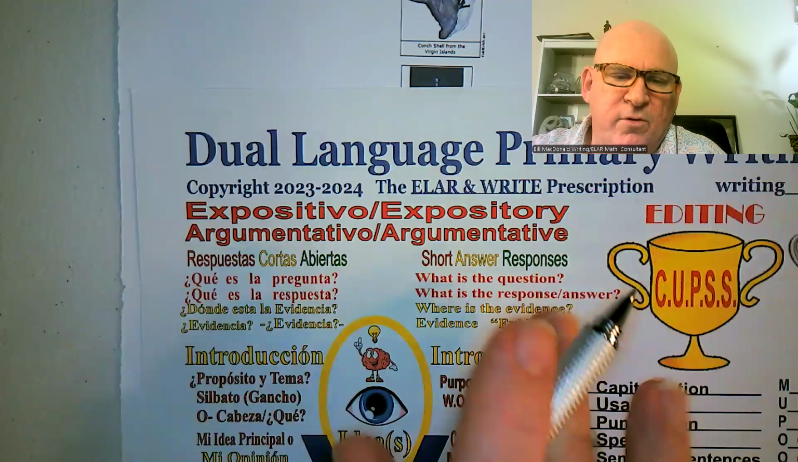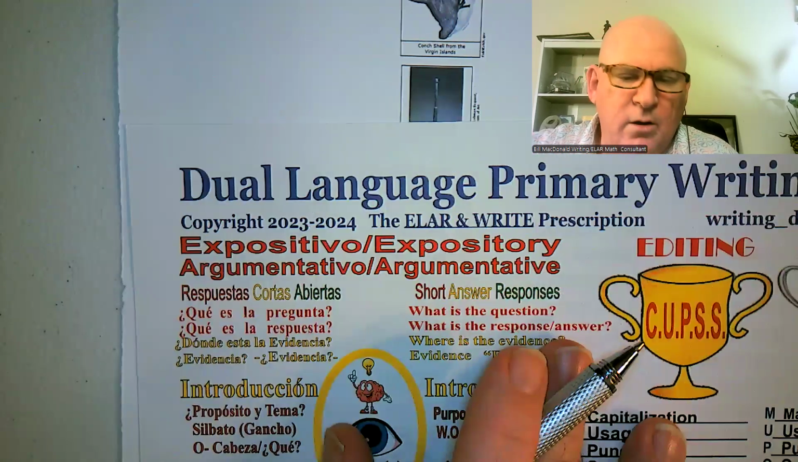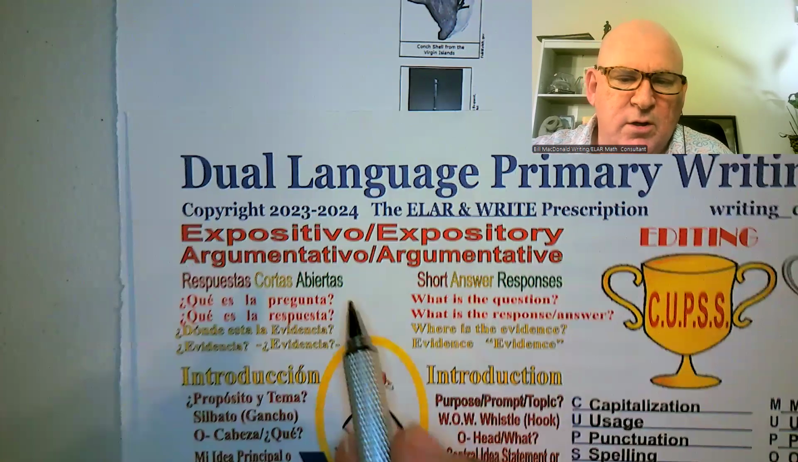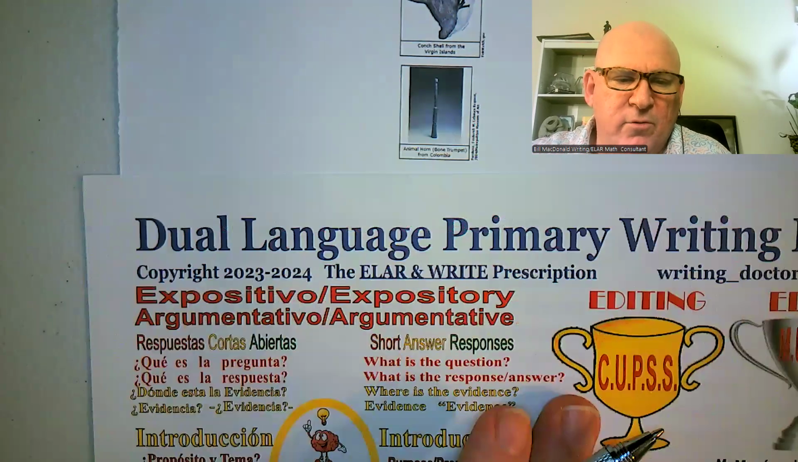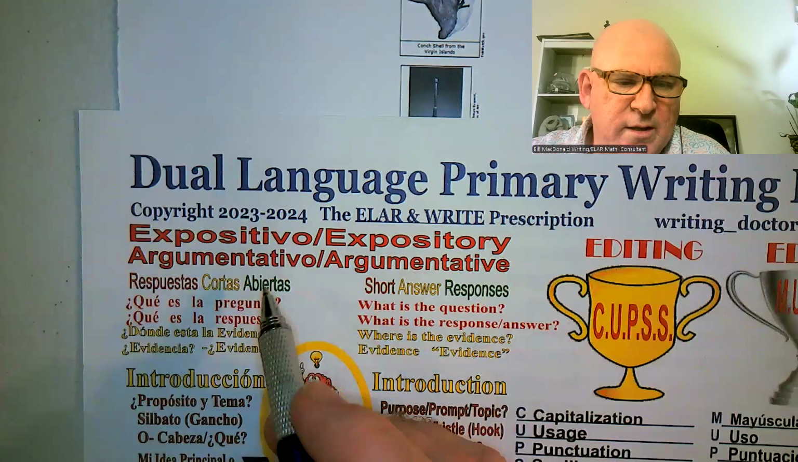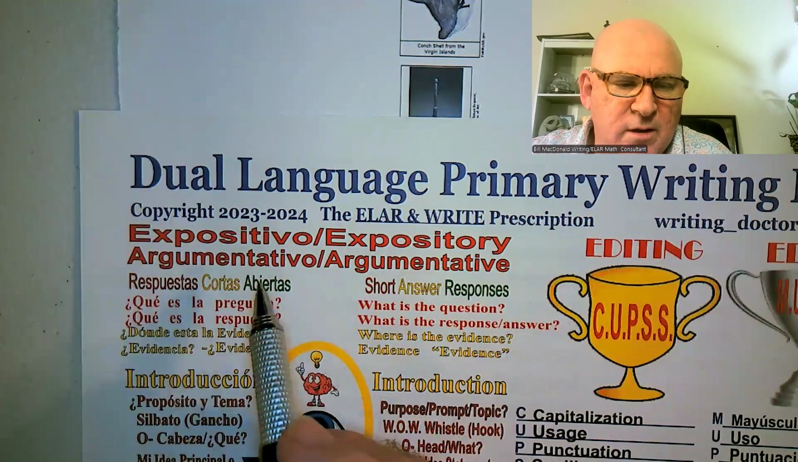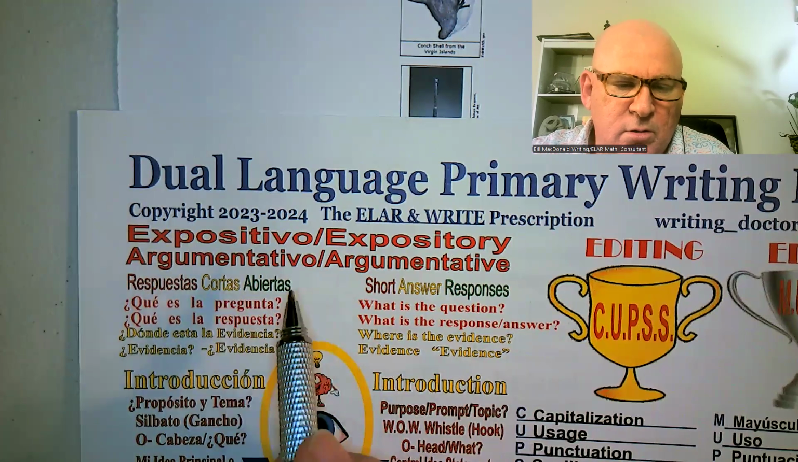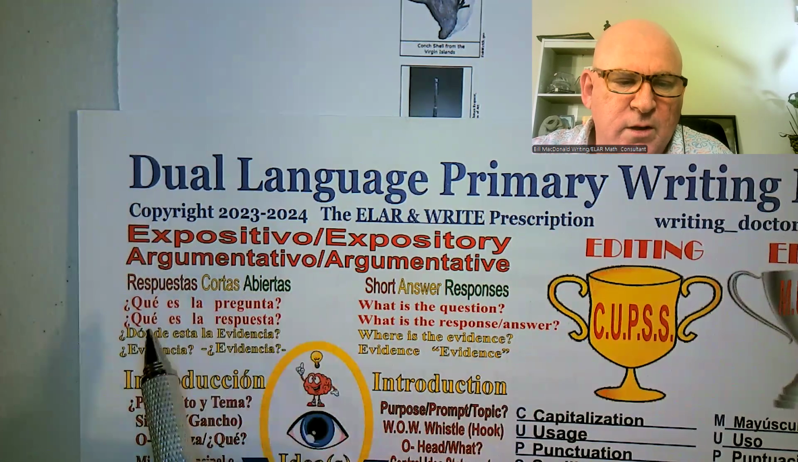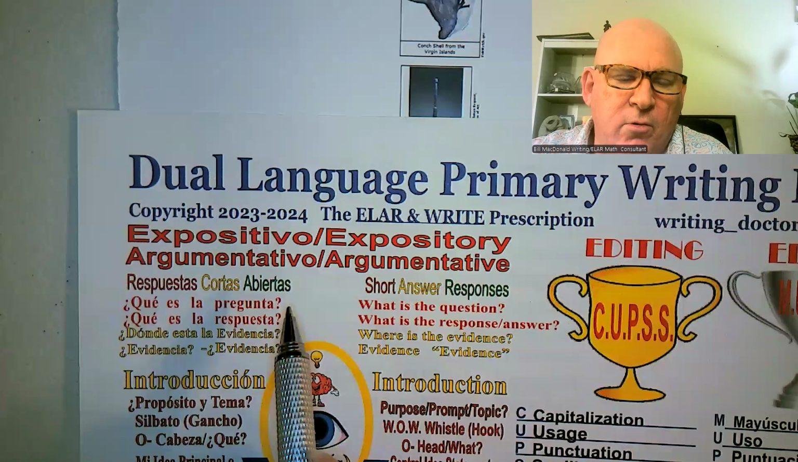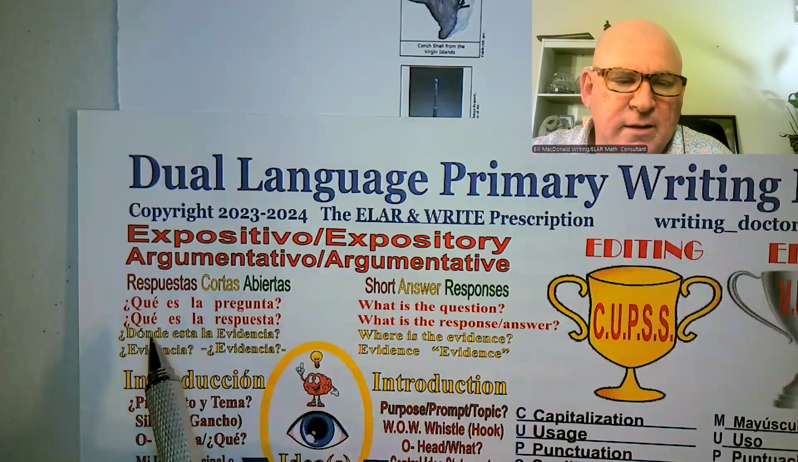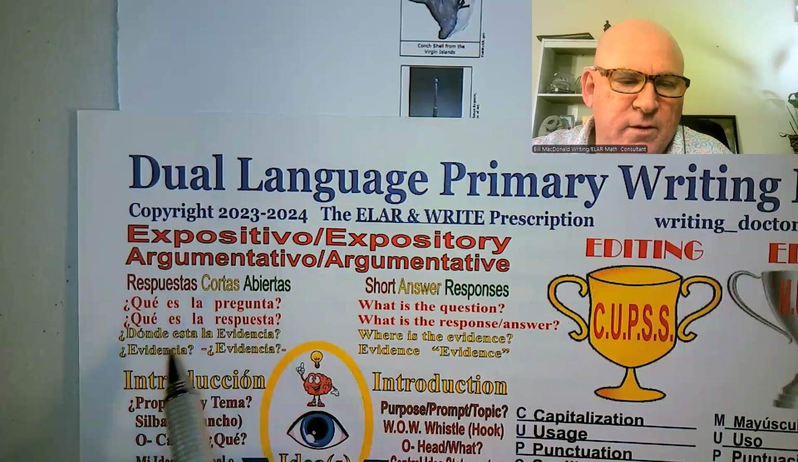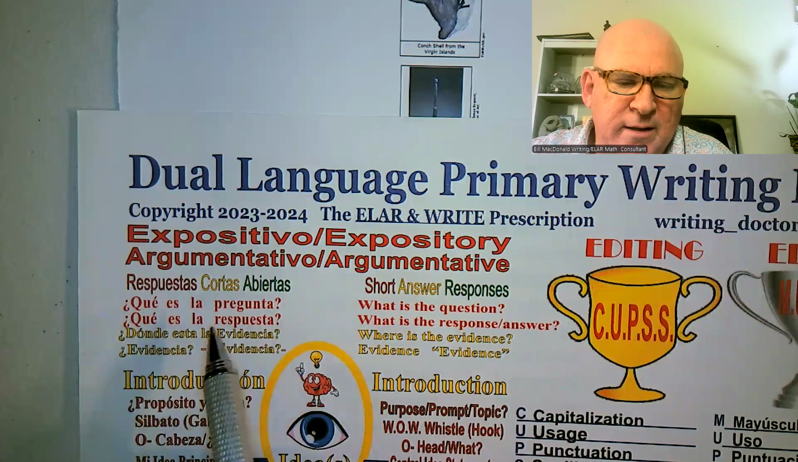For those of you in third, fourth, and fifth who are having your kids test in Spanish, in my primary writing folder, you will see that. Respuestas cortas abiertas, open-ended short questions. ¿Qué es la pregunta roja? ¿Qué es la respuesta roja? Amarillo. ¿Dónde está la evidencia?